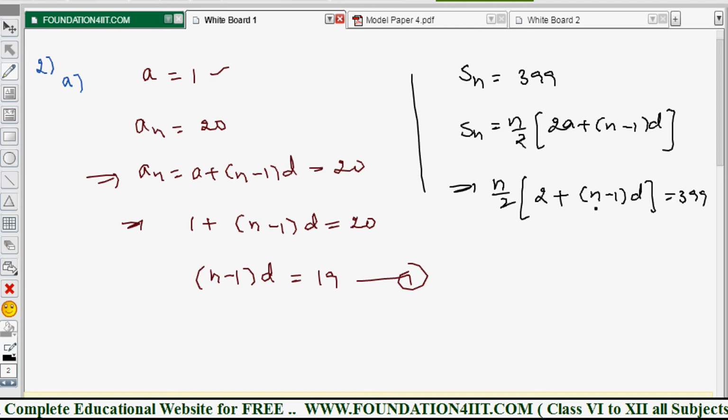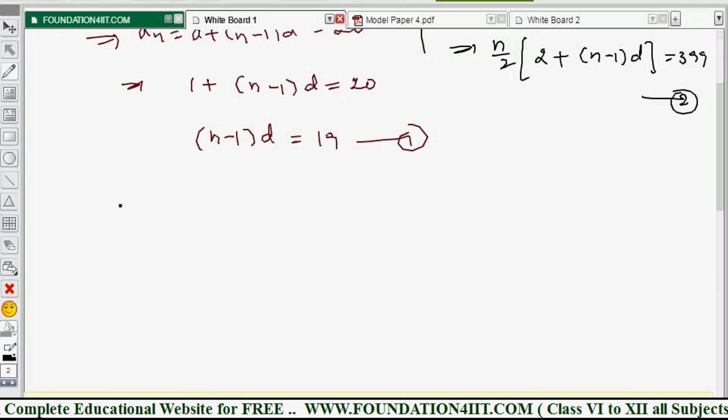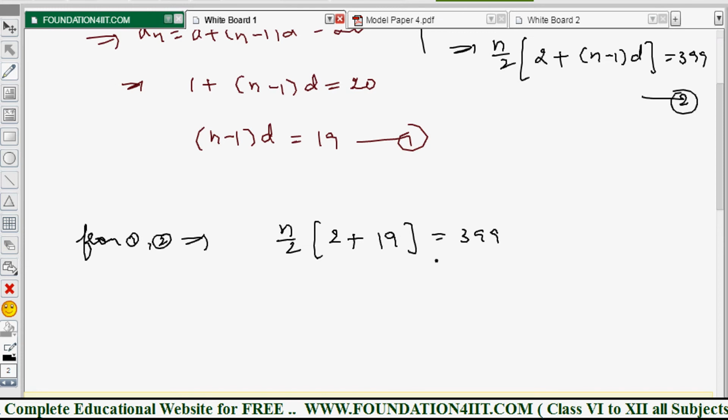Now in the place of (n minus 1) into d, we can substitute the 19 because of equation 1. This is equation 2. From both the equations we can solve directly. Now from 1 comma 2, (n minus 1) into d is 19, just substitute in equation 2. Then n by 2, 2 plus, in the place of (n minus 1) into d is 19, that is equal to 399. Now it's simple, if you simplify, 2 plus 19 is 21, that is 399.